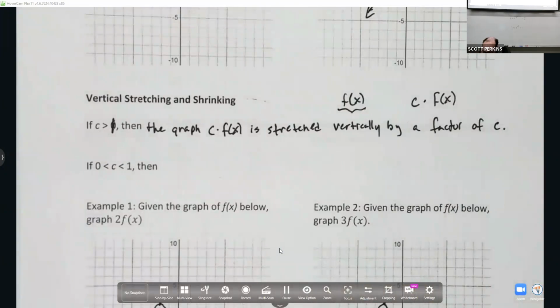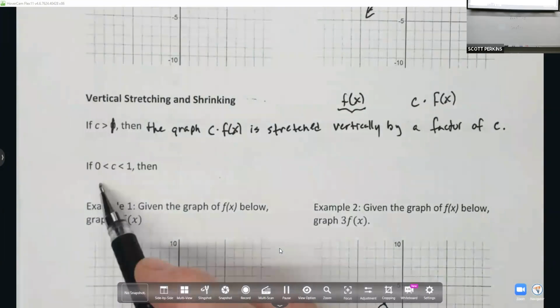So if c is greater than 1, then our graph is stretched vertically by a factor of c. Basically, that's just fancy math lingo for exactly what you told me a moment ago. When you see c times f of x, it just means you're going to multiply all the y values by whatever c is. And since c is a number bigger than 1, it's going to get bigger.